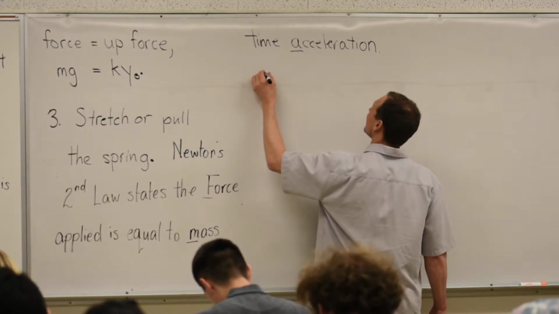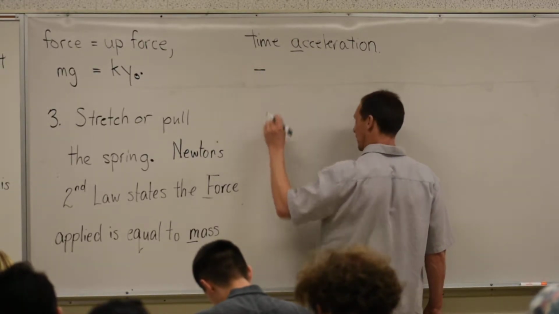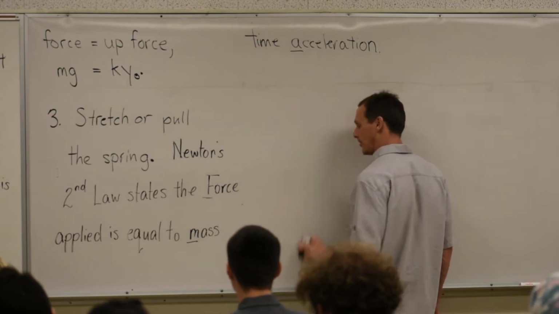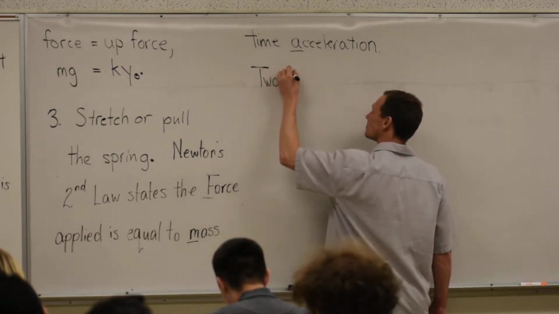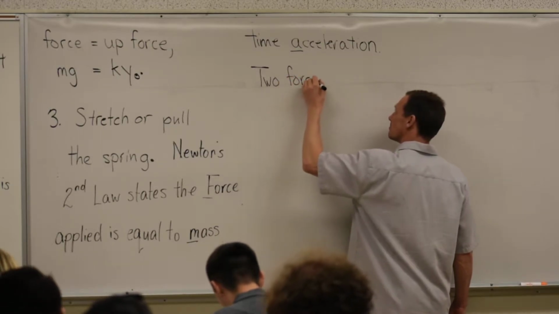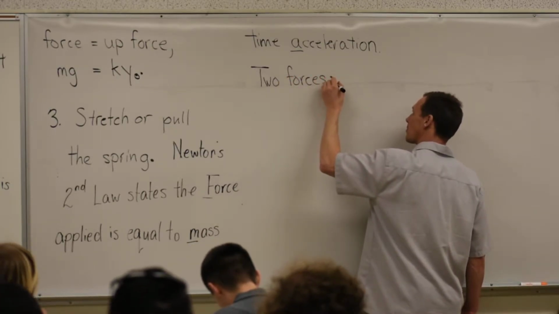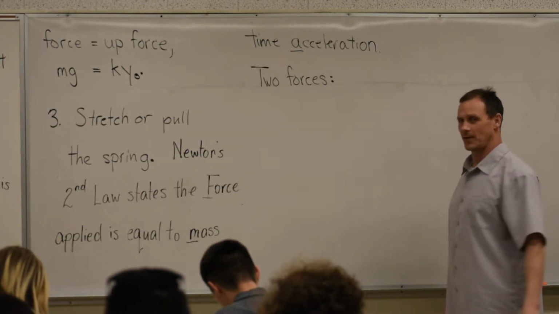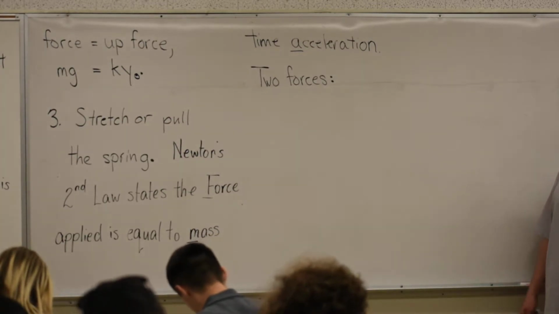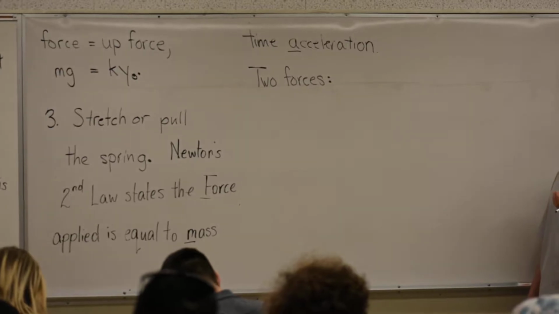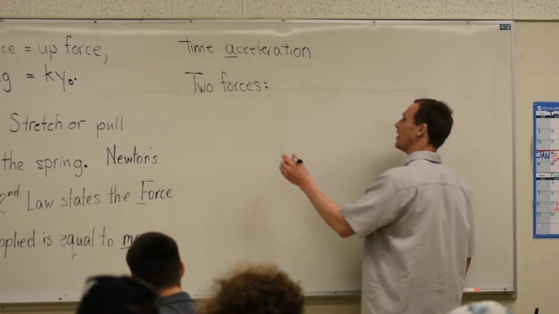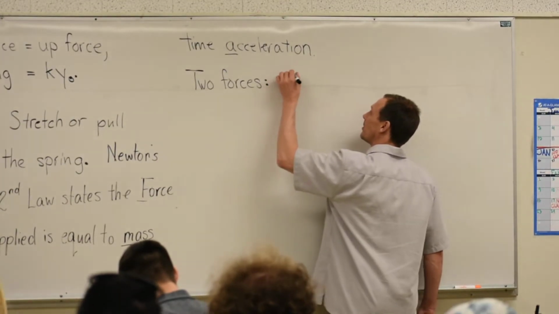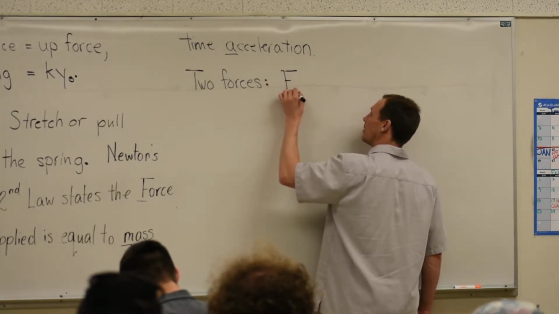So now we have two forces. Two forces. What's our down force? Our down force is that kid pulling on the spring. That's what Newton's second law is going to say. So I'm going to just call it capital F. We'll put it capital D.